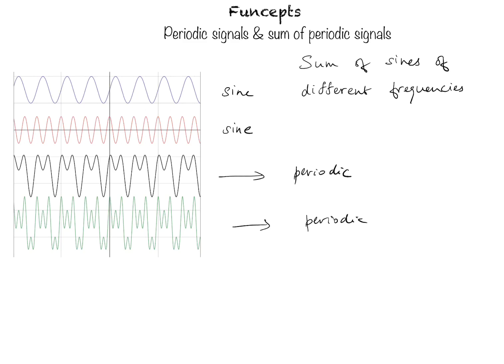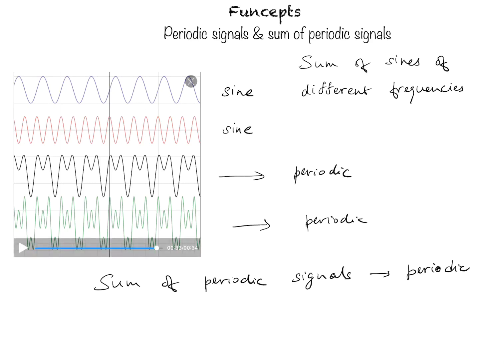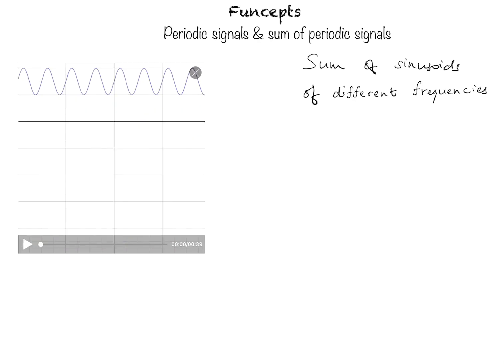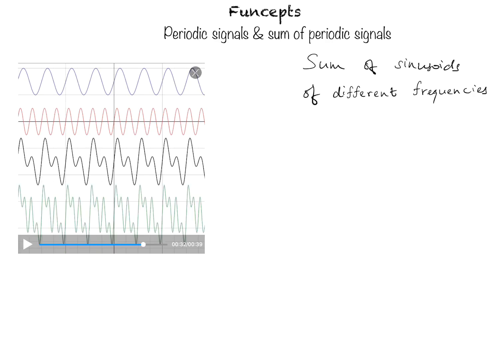So when you add periodic signals, the sum of periodic signals is periodic. Okay, and the period of the sum waveform is the same as the longest period present in the constituent waveforms. And we'll do one more example here just to illustrate and emphasize the concept. So we notice the same observation in all the cases.